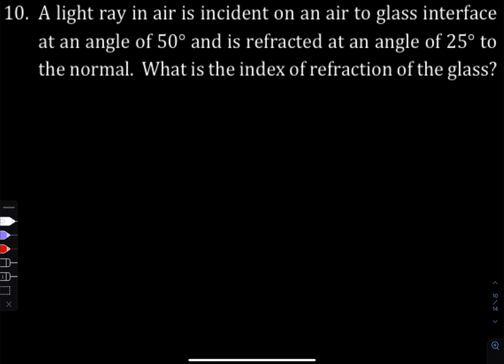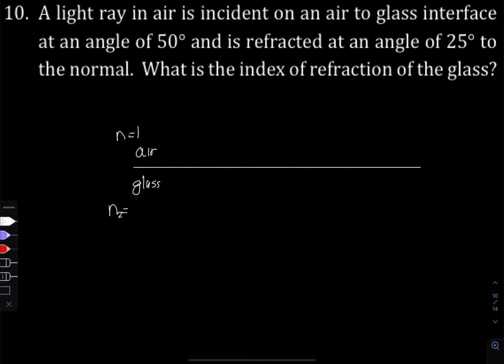A light ray in air is incident on an air to glass interface at an angle of 50 degrees and is refracted at an angle of 25 to the normal. What is the index of refraction of the glass? So we have air on top, right? We have glass on bottom. So the index of refraction of air is always going to be 1. And we're asking for the index of refraction of the glass.